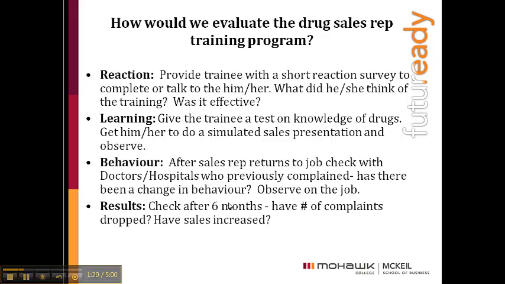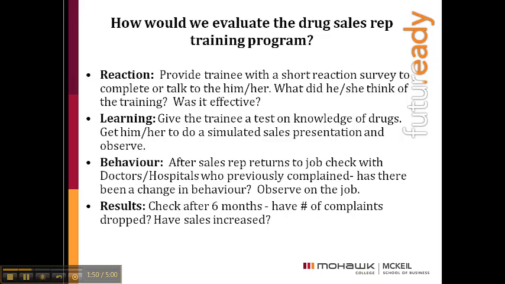Okay, so let's look at how we might evaluate a drug sales rep training program. If we look at reactions, maybe we can provide some trainees with a short reaction survey. Just ask them, what did you like about the training? What didn't you like? It doesn't have to be as elaborate as the sample form that's in your text, but it can be if you want it to be. You might just like it open, like an open comment. What didn't you like?